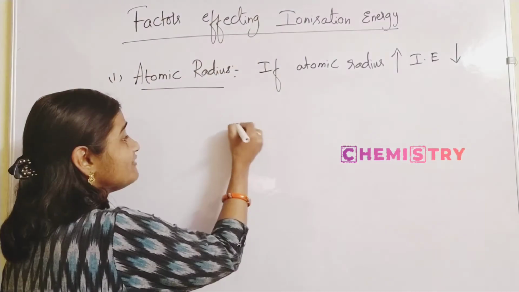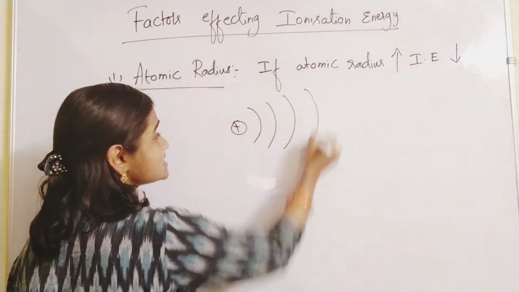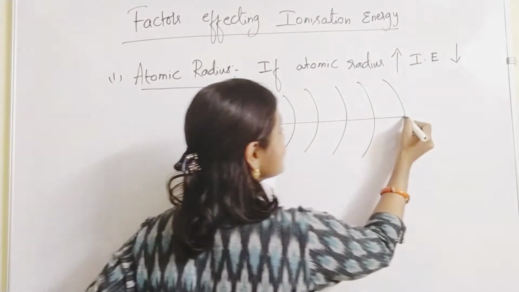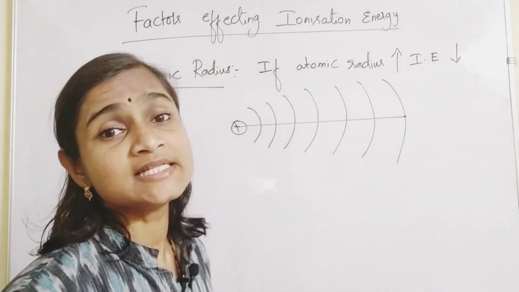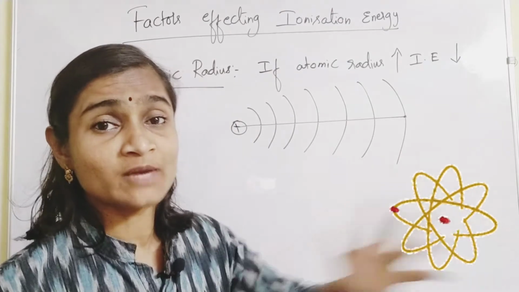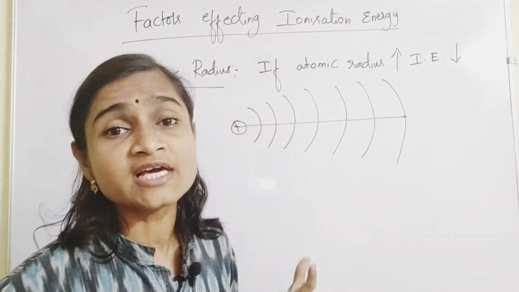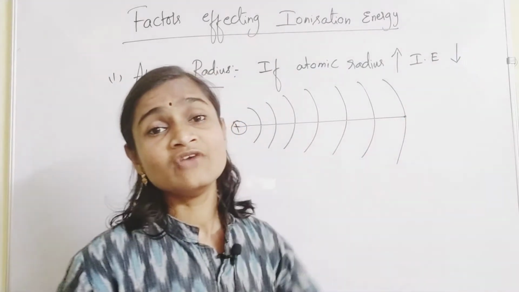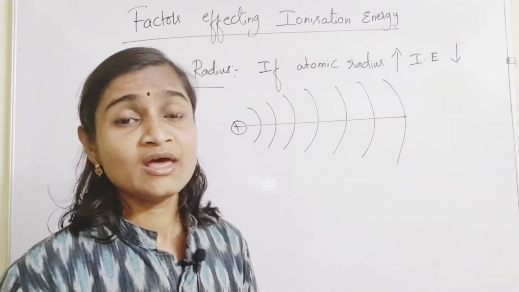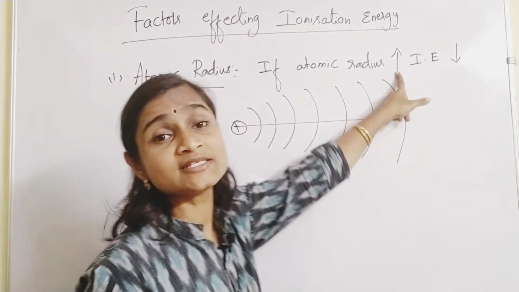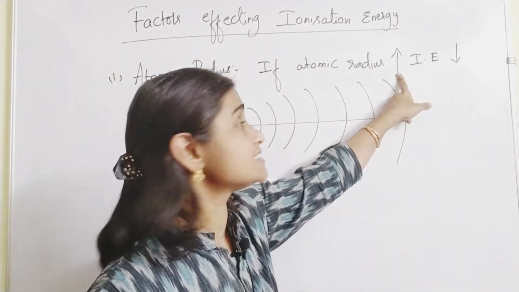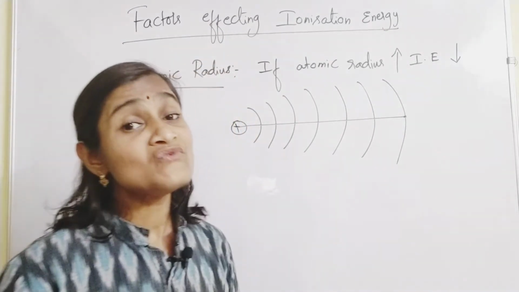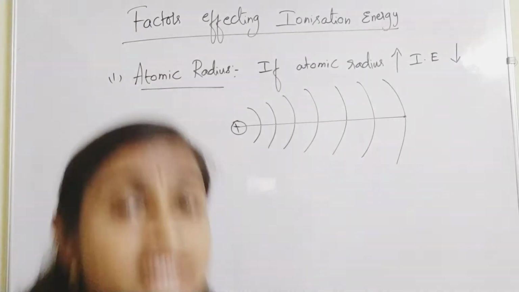Why is it like that? If it is a large atom, influence of nucleus is very less, isn't it? As the distance is increasing from nucleus to last orbit, the nuclear charge decreases. So if nuclear charge decreases, it is very easy for us to take out the electron. We need not supply much energy there. So if atomic radius increases, I just kept an upward arrow, please understand, increases, ionization energy decreases. So this is the first factor which influences ionization energy.